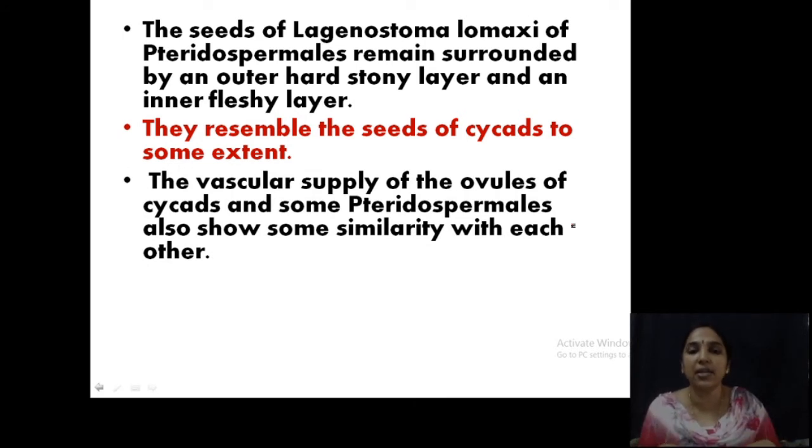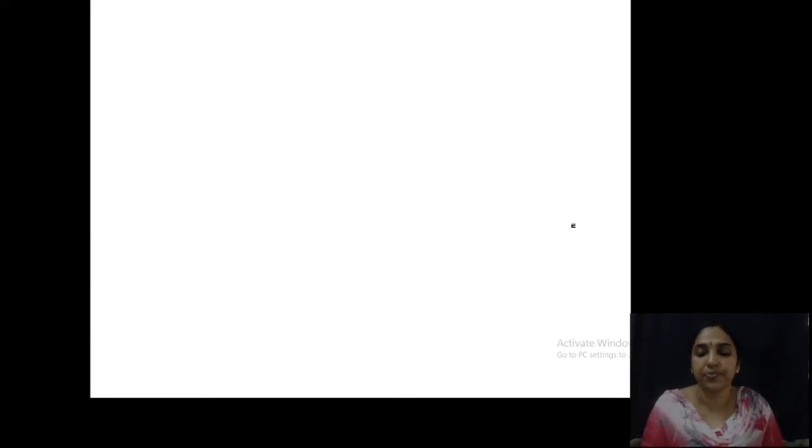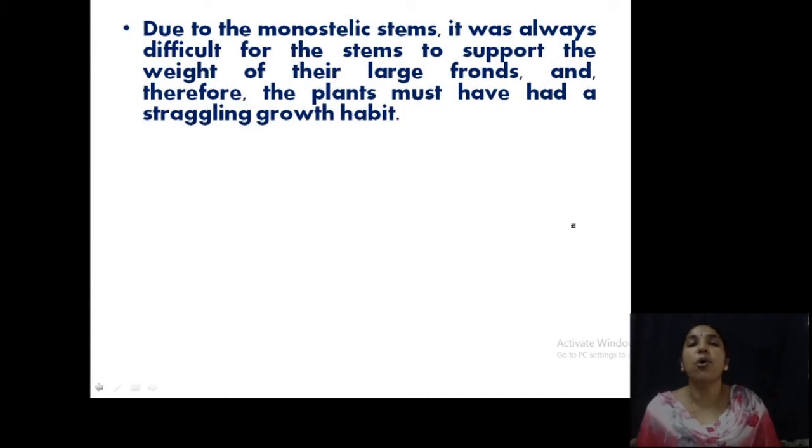So, that character shows similarity between the cycads and the Pteridospermids. Both of these groups have pinnately compound leaves, so all Lyginopteridaceae members have pinnately compound leaves. Then the presence of a pollen chamber in the seed is also peculiar, and that is also present in gymnosperms like cycads. So, the presence of capitate glands, the presence of a pollen chamber, and integuments. Clear? Now, the monostelic stem, which I already told you, has only a single stele.